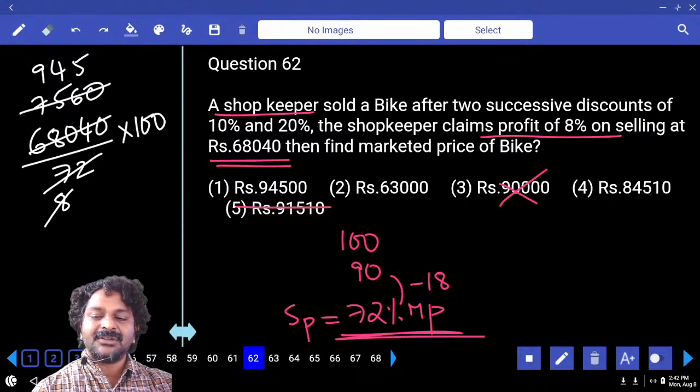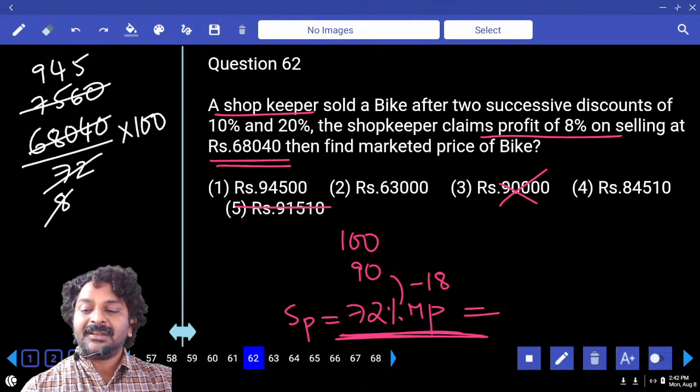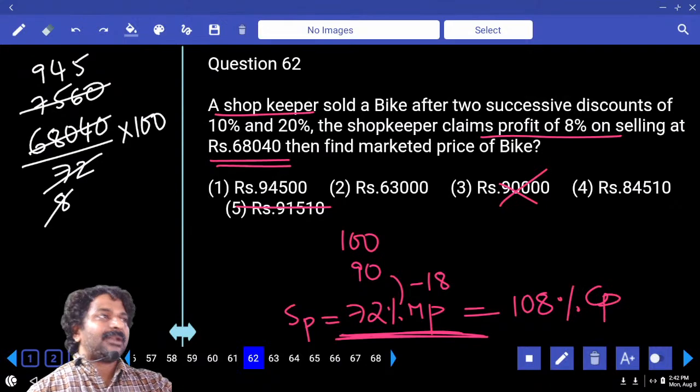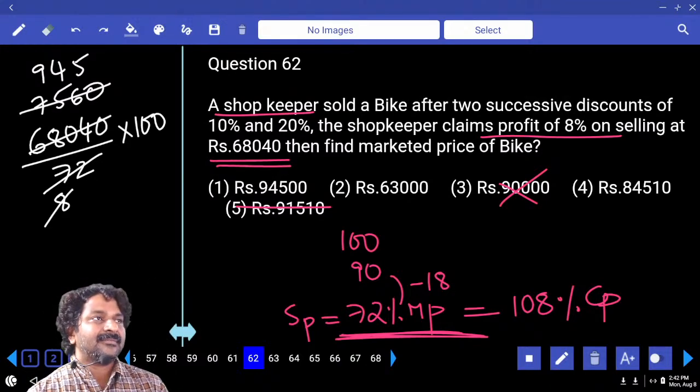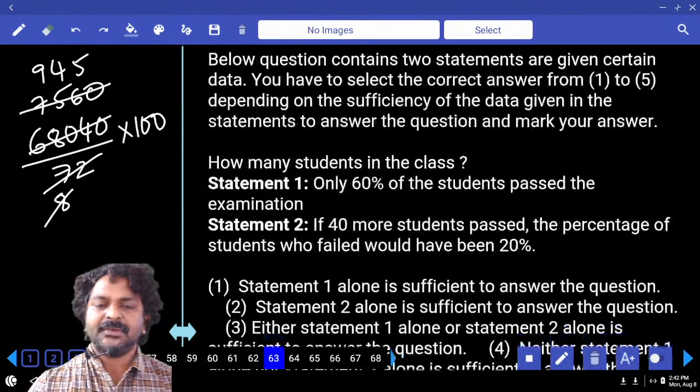Selling price is equal to 72% of market price. By selling it at this price, as he got 8% profit, this is equal to 108% of cost price. The question is not about cost price. It is about only market price. Understood? Right. Next Q2.